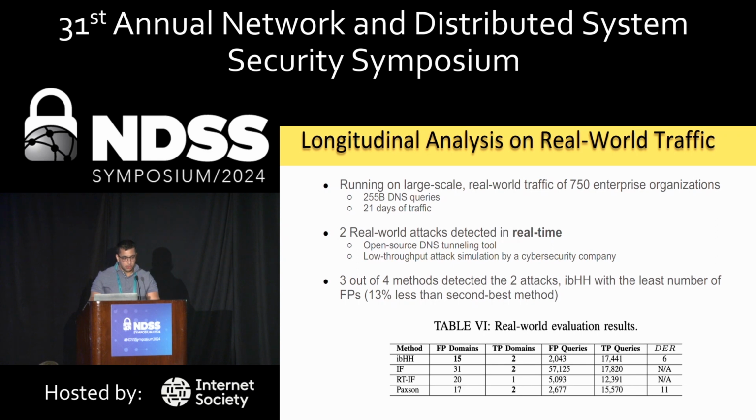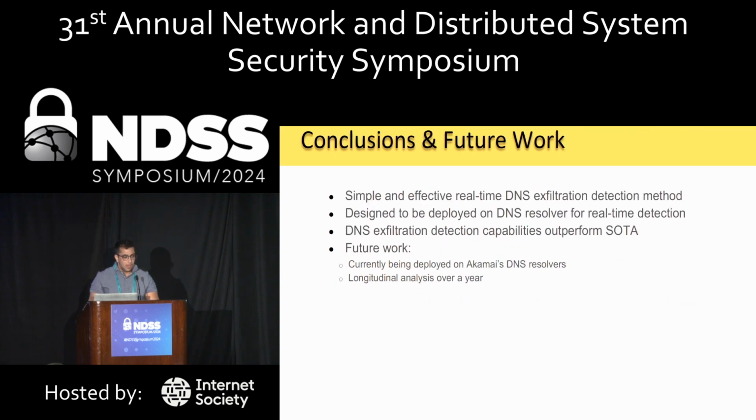We proceeded to do a longitudinal analysis on real-world traffic. Again, we ran the algorithm for 21 days over 750 enterprise organizations. Again, the Akamai dataset. And we were able to detect 2 real-world attacks. One is an open source DNS tunneling tool called yourfreedom.net. And the second is a simulation of a DNS exfiltration attack done by a cybersecurity company, showing that it was basically a test and it was detected. The majority of the methods were able to detect it, but ibHH was able to do it with fewer false positives.